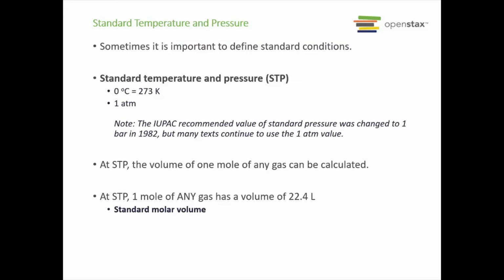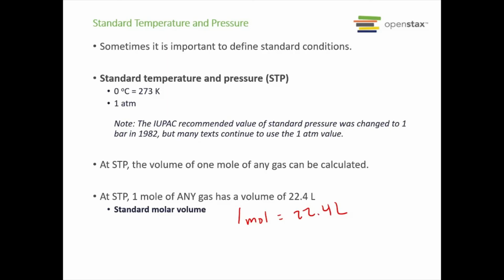Okay. So one thing that we should define is standard temperature and pressure, or STP. And at STP, we have 0 degrees Celsius, or 273 Kelvin, and 1 ATM. Some things have changed it to 1 bar, but generally we just use 1 ATM. Don't worry about that. So at STP, that means 0 degrees Celsius, 1 ATM pressure. And at STP, 1 mole of any gas has a volume of 22.4 liters. So 1 mole of a gas is equal to 22.4 liters at STP.